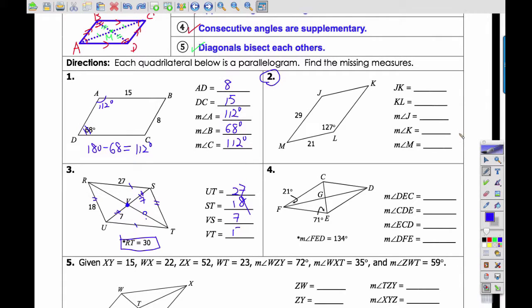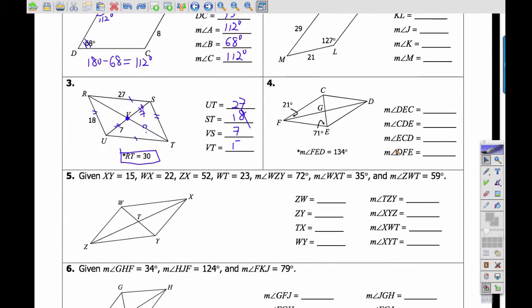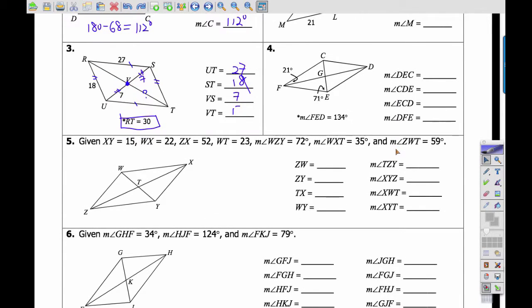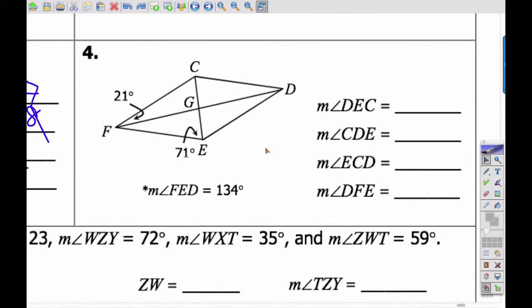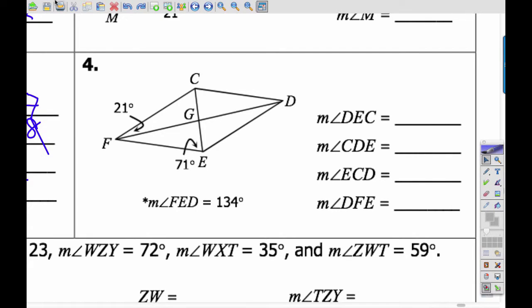So, okay, let's look at number 4. Number 4 is a little bit more challenging, only because I'm going to zoom in a little bit. Number 4 is a little bit challenging because it has a lot of the information we learned in chapter 3, in particular with respect to alternate interior angles. So just remember this, how we're going to use that. So let's take a look here.